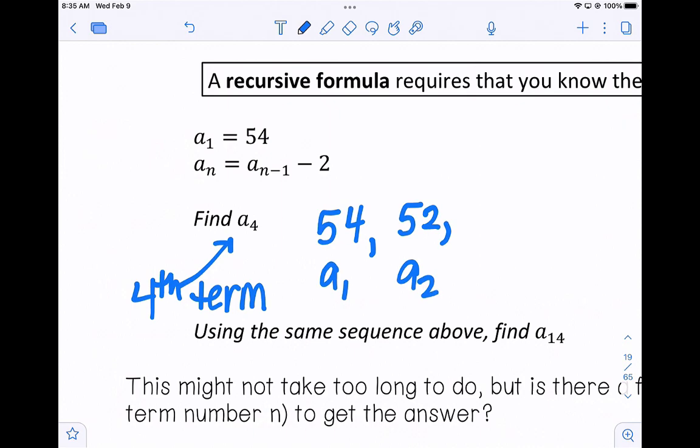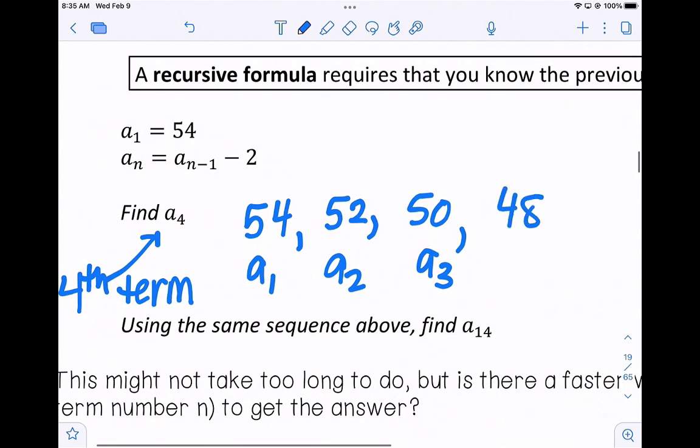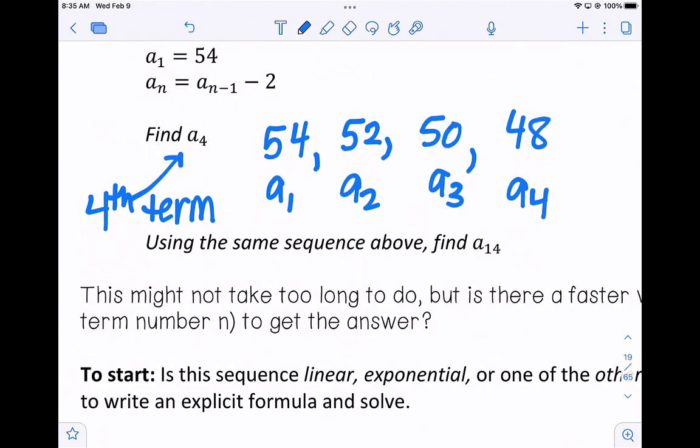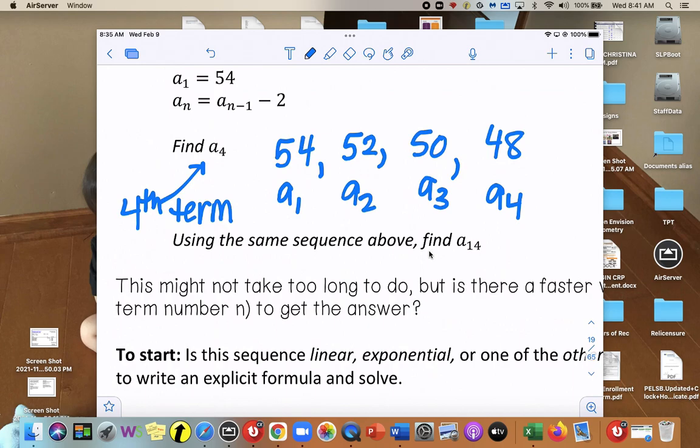That would be the second term. The third term would be 50. Whoopsies. And the fourth term would be 48. Using the same sequence to find the 14th term, well, we could keep subtracting 14.